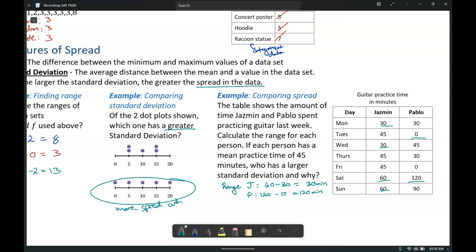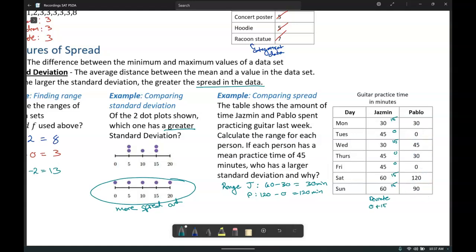When we want to figure out who has a larger standard deviation, well, we're comparing that they both have the same mean of 45. So we want to figure out which data values deviate more from 45. Well, 30 minutes only deviates by about 15 minutes from 45. 45 doesn't deviate at all. 30 is, again, 15 minutes. 45 is none. 15 minutes higher, 15 minutes higher. So all of Jasmine's times deviate between 0 and 15 minutes.